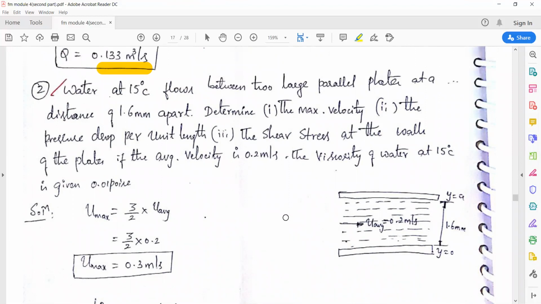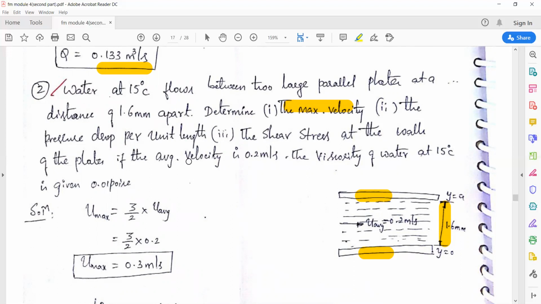So water at 15 degrees centigrade flows between two parallel plates. There are two parallel plates at a distance of 1.6 millimeter apart. Determine the maximum velocity, U max, has to be calculated. The pressure drop per unit length, dp by dx, you need to calculate. And also the shear stress at the walls of the plate. So in the sense, tau at y is equal to 0, tau at y is equal to a.